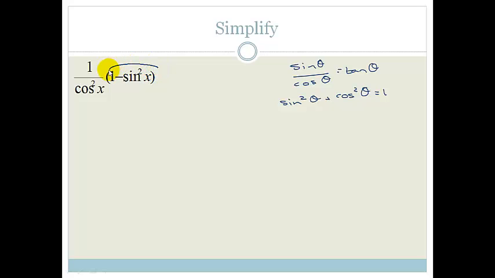So do you agree that if I took this and I manipulated it, I would get this? If I went, well, cos squared theta is equal to 1 minus sine squared theta. So that is the same form as that. So therefore, I can replace this: 1 over cos squared x times 1 minus sine squared x is the same as cos squared x over cos squared x. And then we can just cancel and we end up with 1. How nice and easy is that? Right, let's do another example.